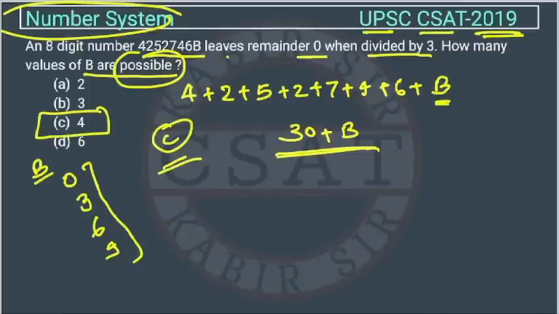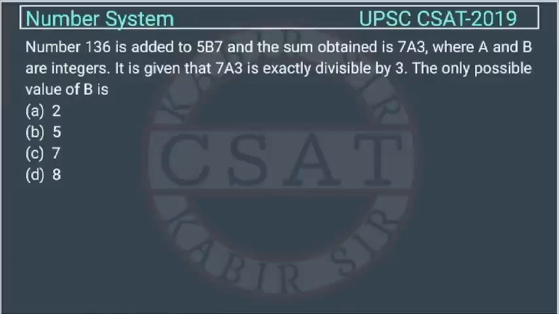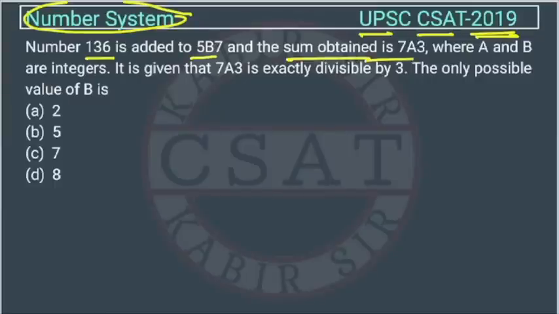Okay, this is a question from the number system chapter asked by UPSC in the CSAT paper of 2019. The number 136 is added to 5b7 and the sum obtained is 7a3, where a and b are integers. It is given that 7a3, the final sum, is exactly divisible by 3. The only possible value of b is... so now we have to find the value of b.